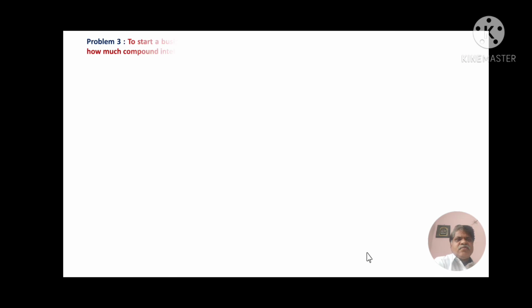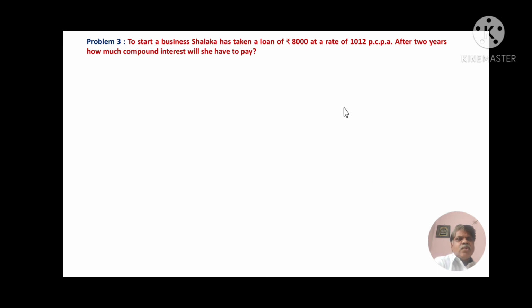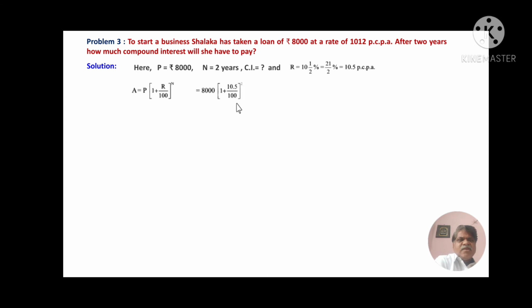Now we'll continue with problem number 3. To start a business, Shalaka has taken a loan of rupees 8,000 at a rate of 10 integer 1 by 2, that is 10.5 PCPA. After 2 years, how much compound interest will she have to pay? Friends, here you could see that P is rupees 8,000, N is 2 years, and CI we have to calculate, where R is given 10 integer half percent, that is 21 upon 2, 10.5 PCPA. We know that A is equal to P into bracket 1 plus R by 100 raised to N. Now we'll put the values, which could be 8,000 into bracket 1 plus 10.5 upon 100 raised to 2.